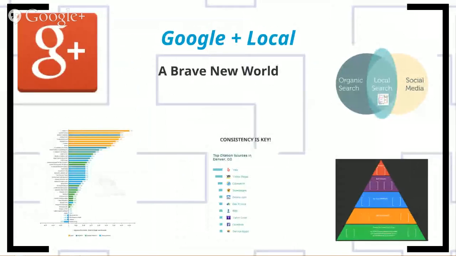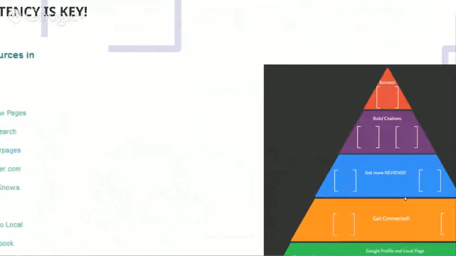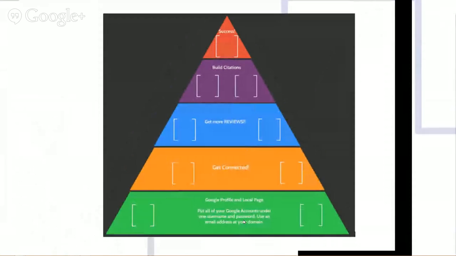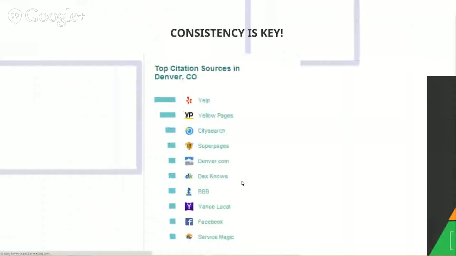So that's just a quick overview of Google Plus and local. The main point I want to touch on, and this is a great slide to illustrate it, is that you get your Google profile and your local page all set up, and you put all your Google accounts under one username and password and use the email address at your domain. Then you get connected to the social media channels and so on. And then you start working on your reviews. While you're doing that, you can build up your citations in the other directories and other web assets that are much more established out there. That's where some of this starts to turn into more targeted traffic, and you get higher return on investment as a result.